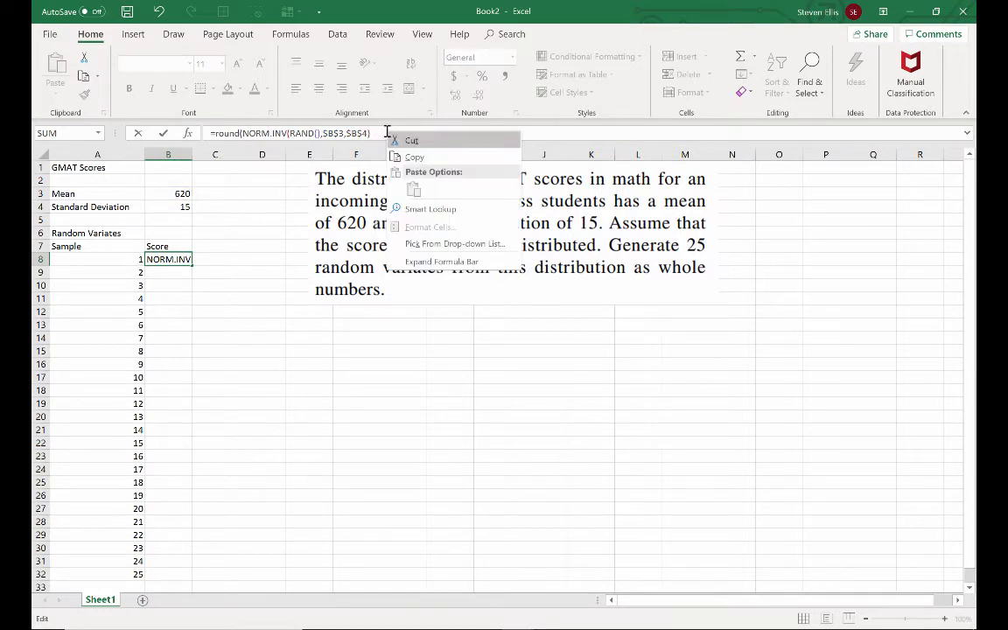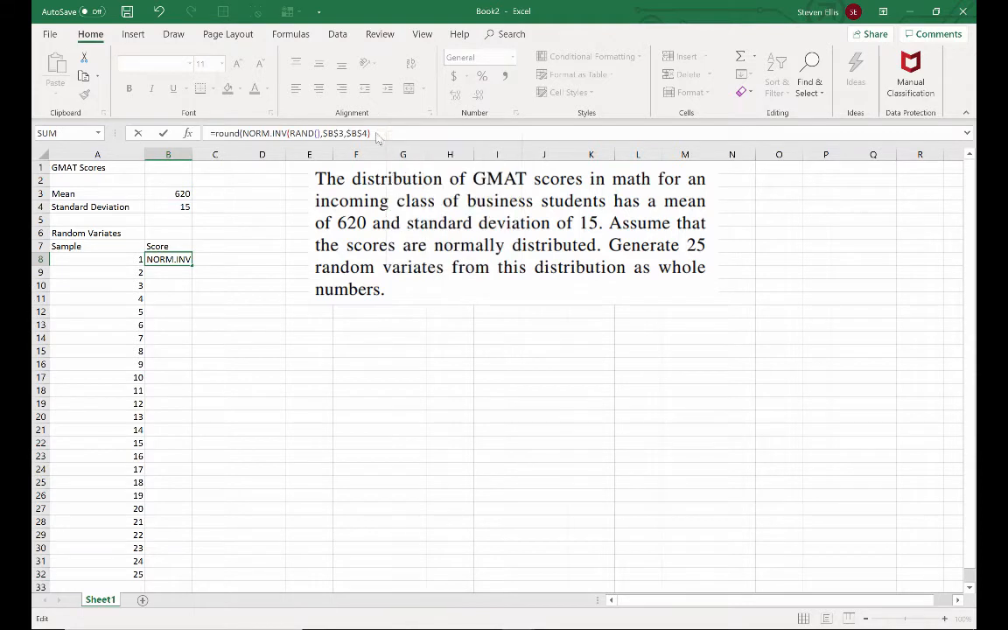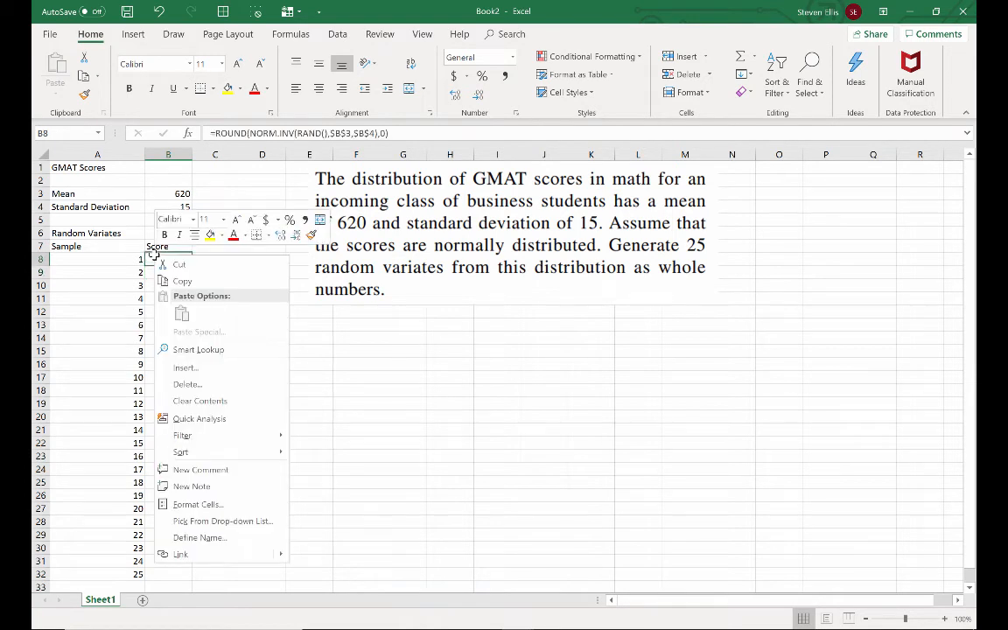Then we put in a comma at the end, and tell it how many decimal points we want it to round to. In this case, 0. Close parenthesis. So we have taken our original formula and wrapped it inside another formula that will round the answer of the original formula to 0 decimal places. Enter. And as you can see, we've got 0 decimal places there.